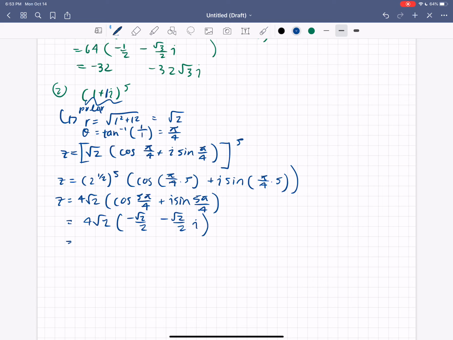And now we just do our magic. So then this becomes negative 4 minus 4i, if you expanded it out. So that's our answer.